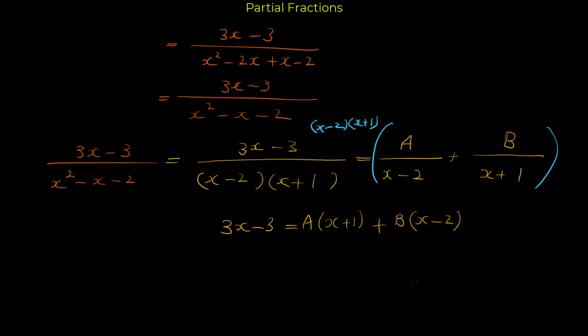Now we multiply a and b in the brackets. So we have 3x minus 3 in the left side. In the right side, simply we have ax plus a plus bx minus 2b.